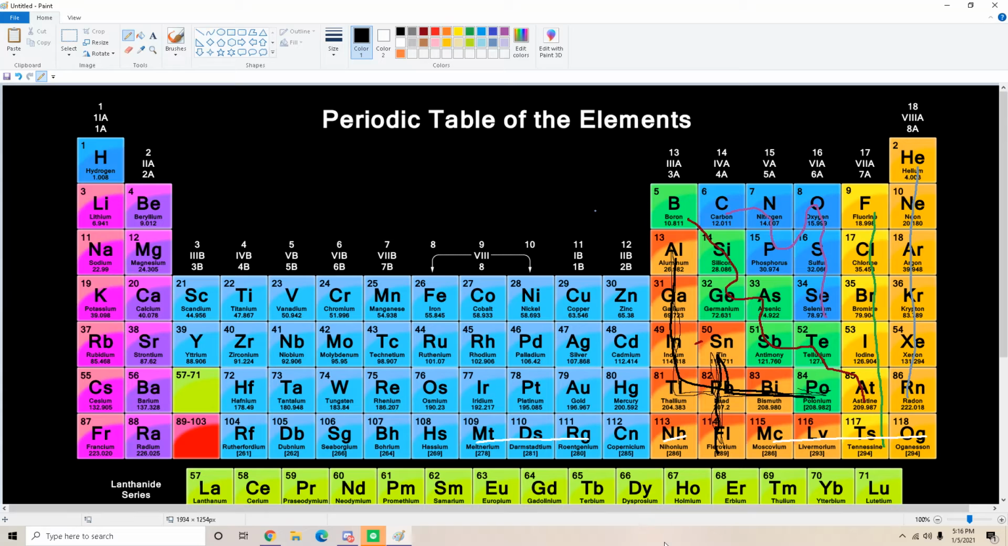Okay, as you can see in these red lines, the elements in groups 13 through 17 are called metalloids. Metalloids are not metals but have similar properties to metals, and there are 7 of them in the periodic table.